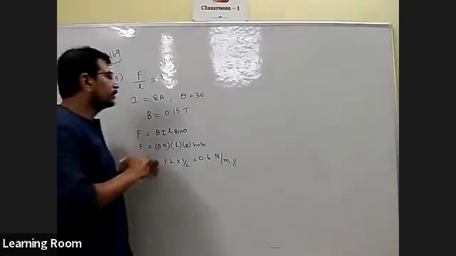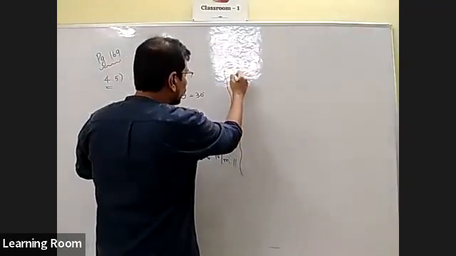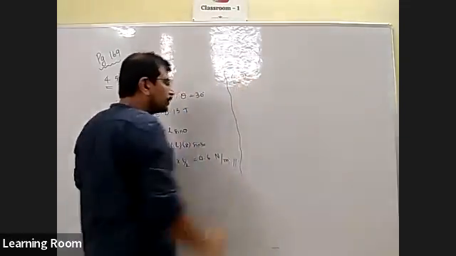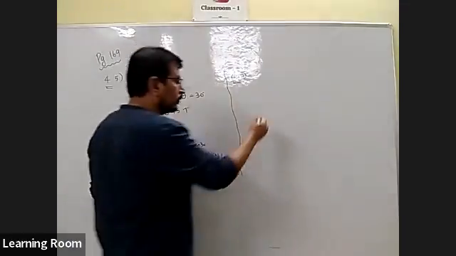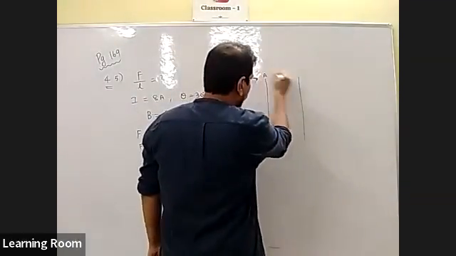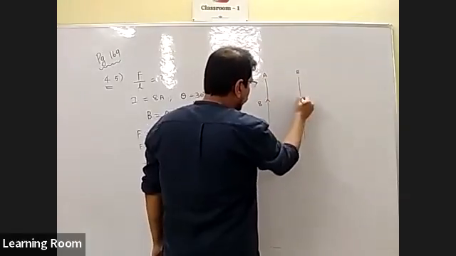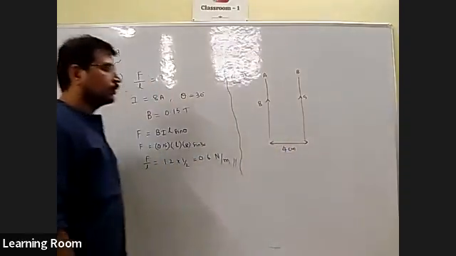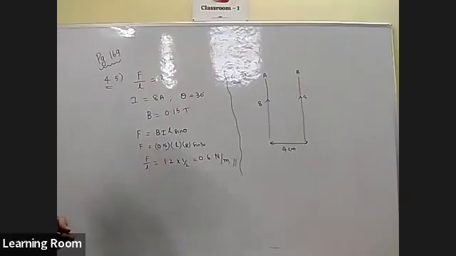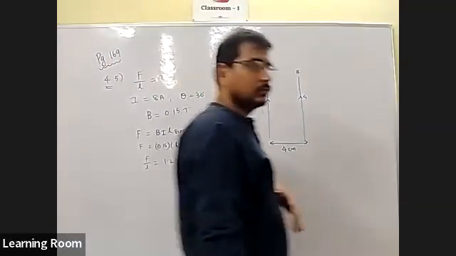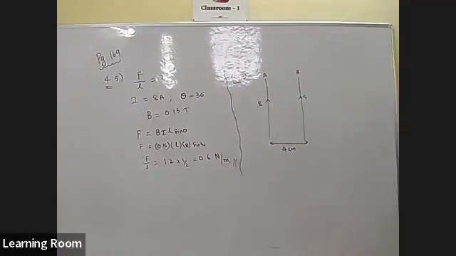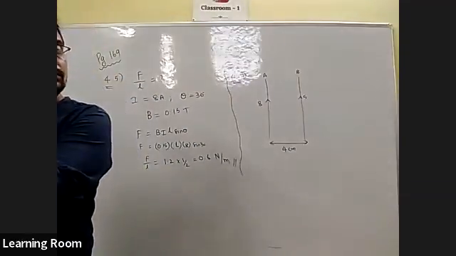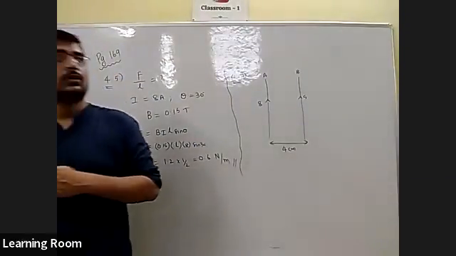So it's a simple question. And what was the next one I told you? 4.7. What is the question? Two long and parallel straight wires A and B carrying currents of 8 ampere and 5 ampere in the same direction are separated by a distance of 4 centimeter. Estimate the force on a 10 centimeter section of wire A. The value of mu naught is 4 pi into 10 power minus 7.